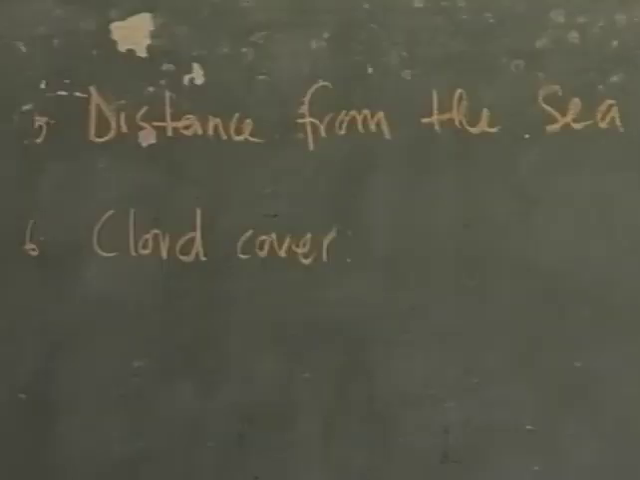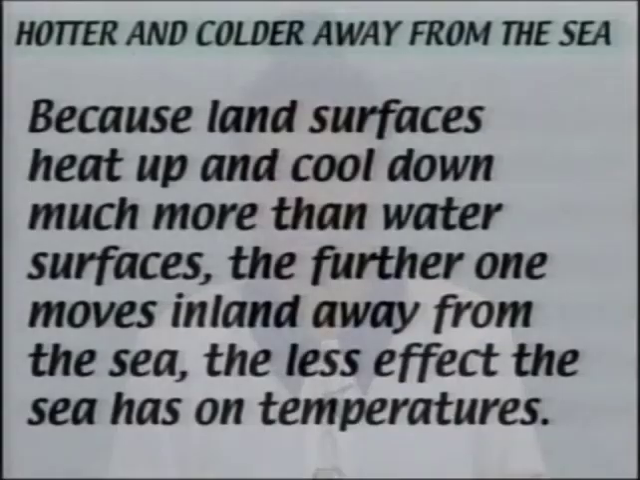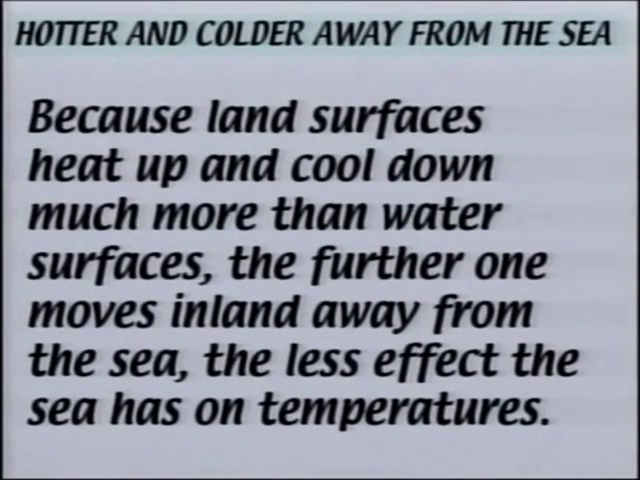Today we will move on to looking at factor 5 and 6: distance from the sea and how that has an influence on temperature, and also cloud cover and how cloud cover has an influence on temperature. Let's look at distance from the sea first, and we can have perhaps another heading same as distance from the sea: hotter and colder away from the sea. The information is now presented on our monitor.